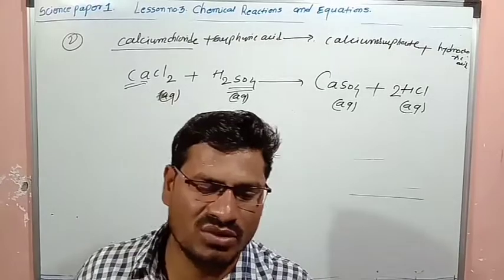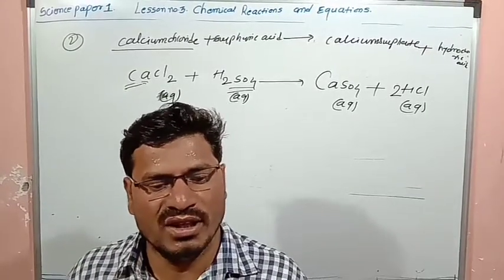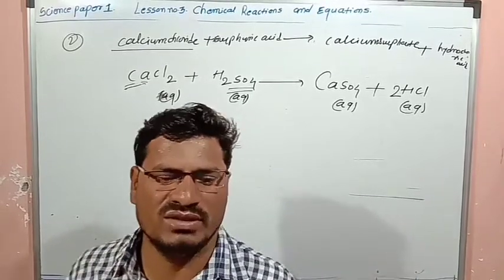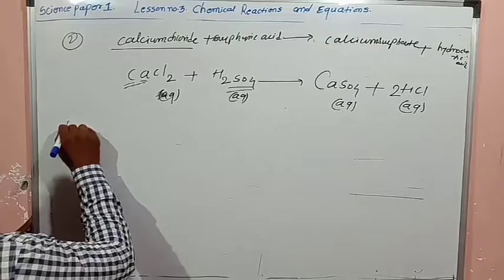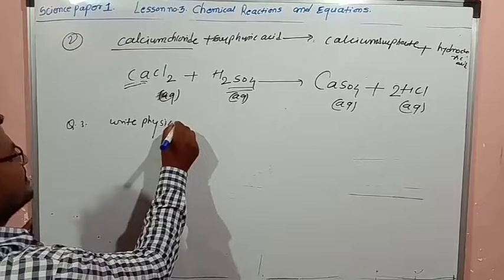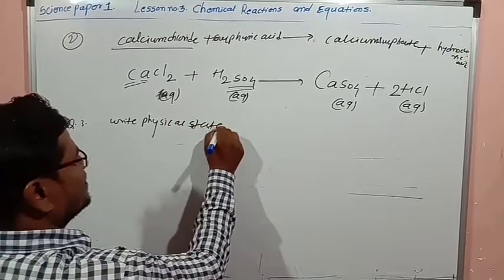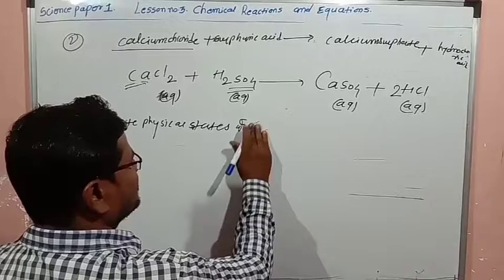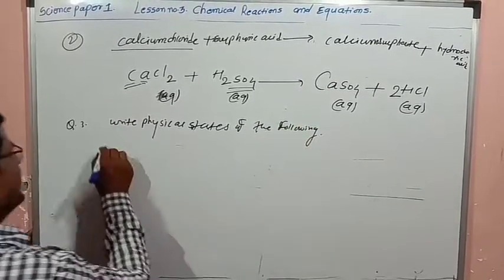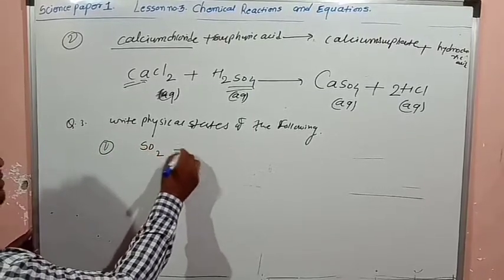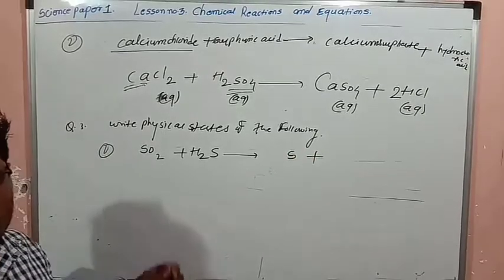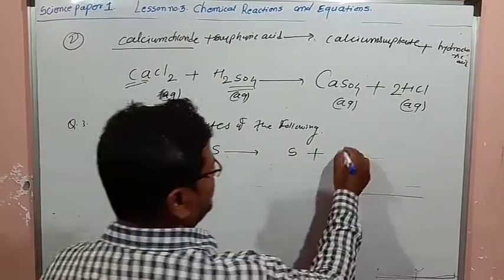So the next, third question is there, and in that third question you have to write the physical states of the reactions. Question number 3: write the physical states of the following reactions. The first reaction is SO2 plus H2S, it gives sulfur plus H2O.